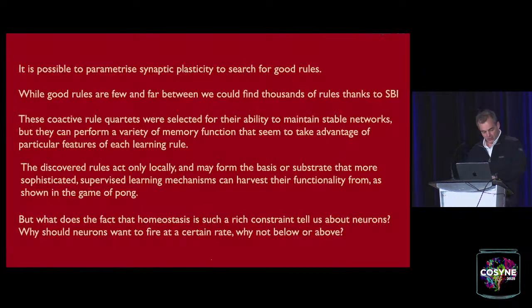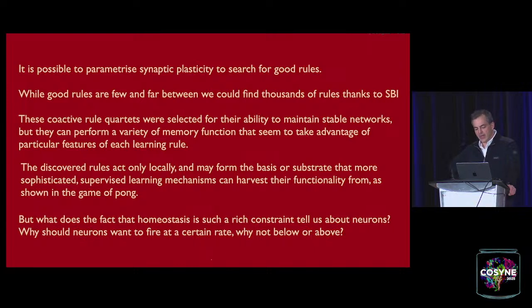Okay, what have I told you so far? It's possible to parameterize synaptic plasticity to search for good rules, good synaptic plasticity rules, that is. While good rules are few and far between, we could find thousands of rules thanks to SBI. These coactive rule quartets were selected for their ability to maintain stable networks, but they can perform a variety of memory functions that seem to take advantage of particular features of each learning rule. The discovered rules act only locally and may form the basis of or a substrate that more sophisticated supervised learning mechanisms can harvest their functionality from, as shown in the game of Pong.